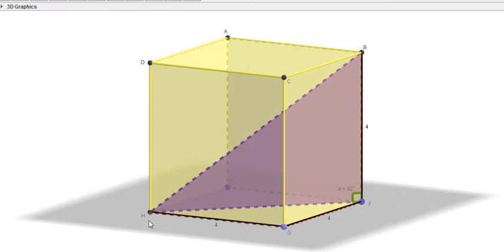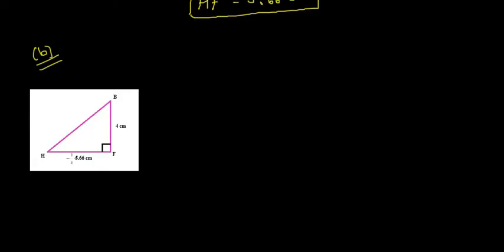because we want to find unknown HB, and HB is the hypotenuse of the right angle triangle HFB. So let us move to the two-dimensional shape. So here we can see a right angle triangle HFB in two-dimensional shape. HF is 5.66, just we obtained in the previous part. Also you can say it is root of 32, and BF is 4 centimeter.